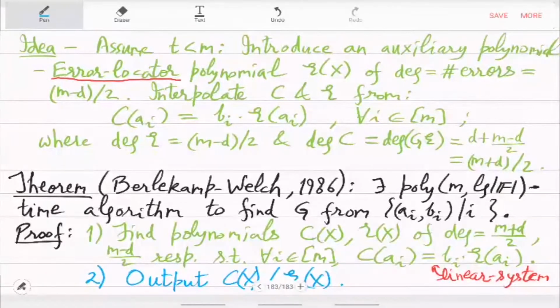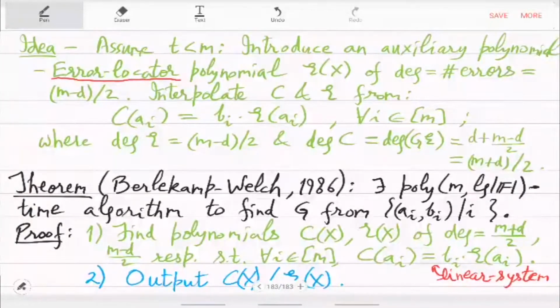So output C(x) by E(x). So it's a simple algorithm. It is certainly efficient, but it is not at all clear why C by E will be a polynomial, and why this would be the unique G. The algorithm gives you no hints.